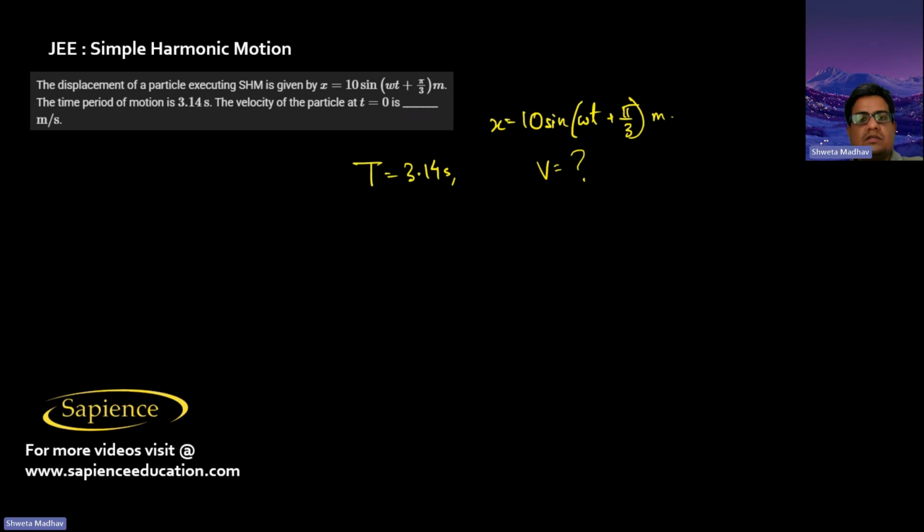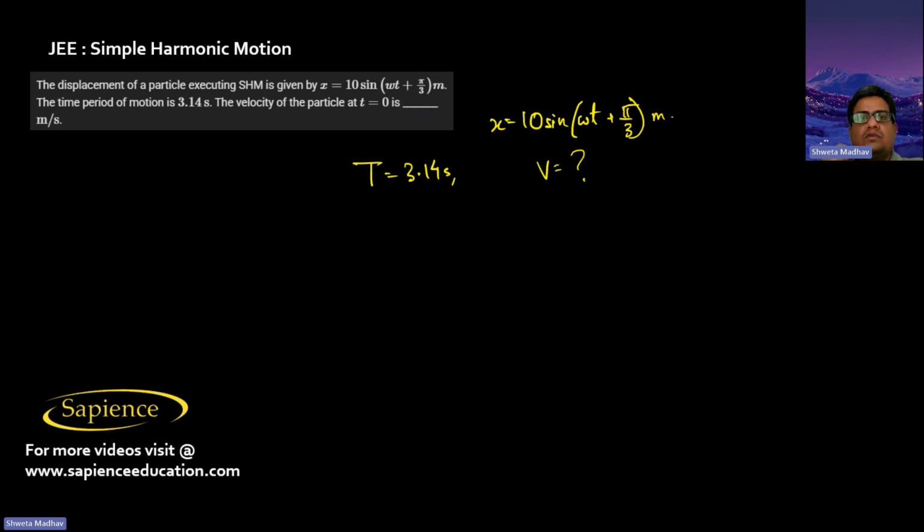Here we can say the displacement of a particle executing simple harmonic motion is given by x equal to 10 sine omega t plus pi by 3. Here, the time period of the motion is 3.14 seconds. The velocity of the particle at t equal to 0 is dash meter per second. Velocity of the particle at t equal to 0 has been asked.